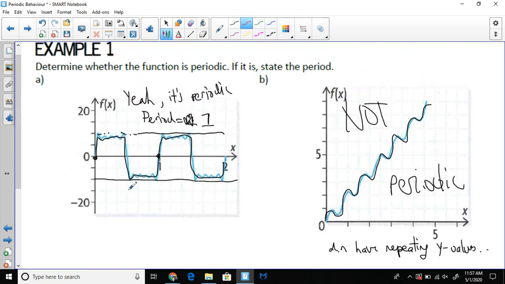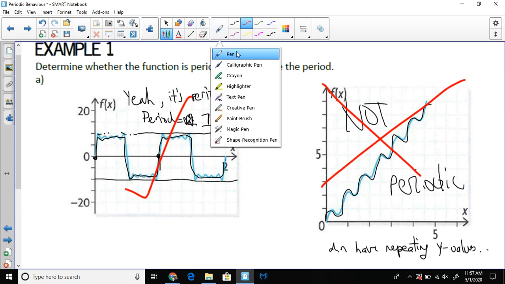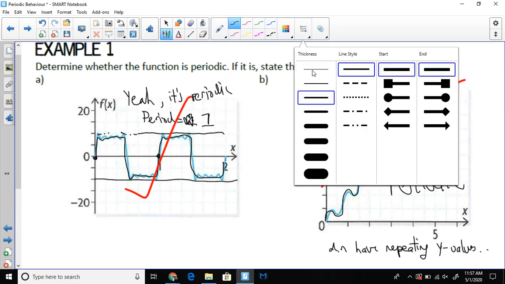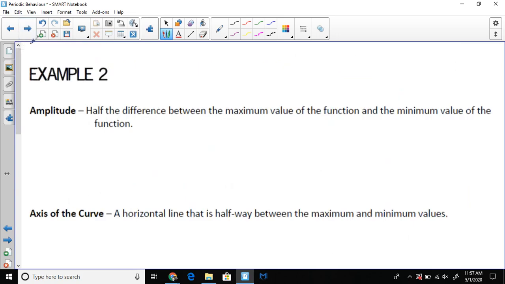Right, so again, this one is periodic, this one is not. Okay, well, that was easy, hopefully. Now let's get to some more definitions.